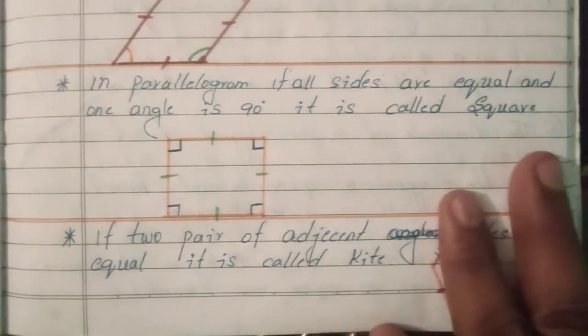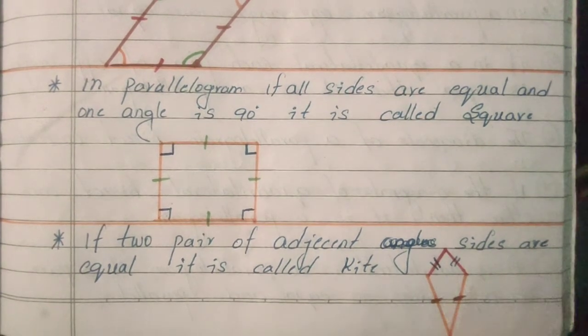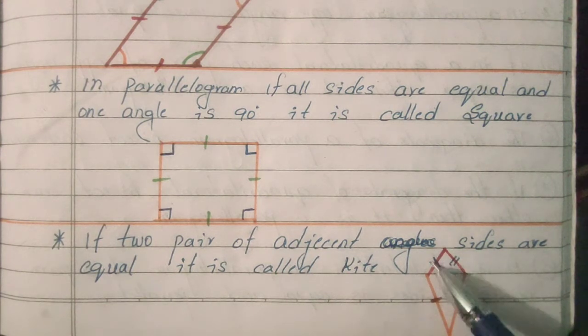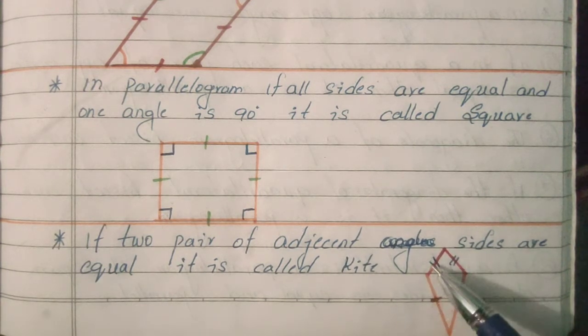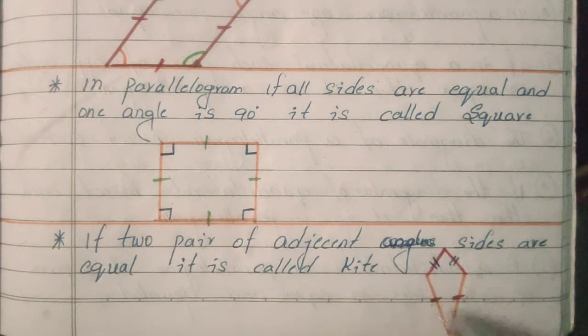Next, kite. Here two pairs of adjacent sides are equal. You are seeing here these two are adjacent sides, these two are also adjacent sides. These two are equal, these two are equal, but the opposite sides are not equal. Two pairs of adjacent sides are equal and opposite sides are unequal, then it is said to be a kite. Okay.